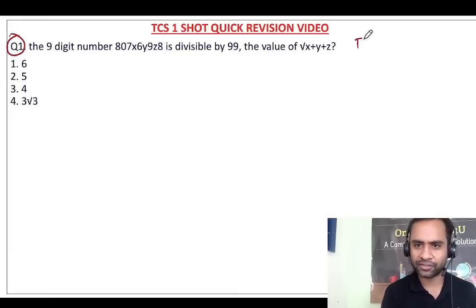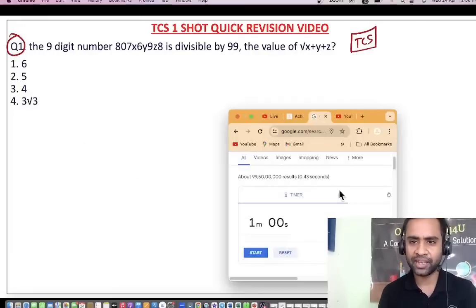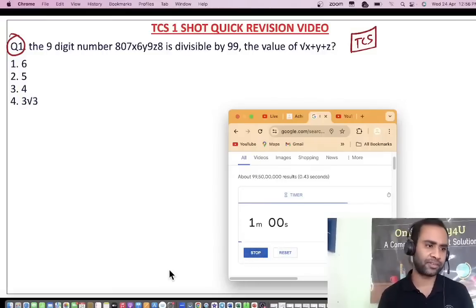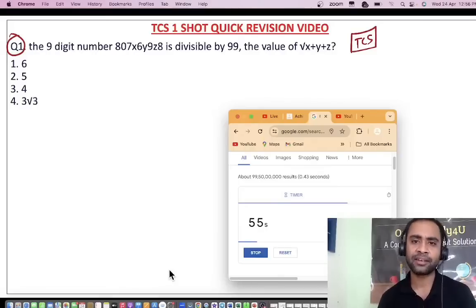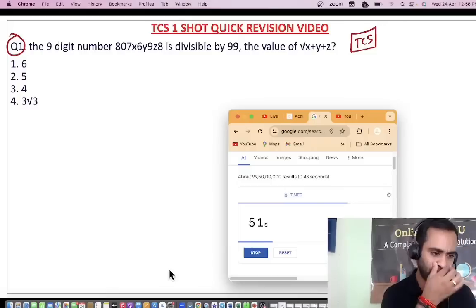Now, this is a question. Again, this question was asked in the TCS exam. Let me see how many of you are able to solve this. If the 9 digit number is divisible by 99, find the value of square root of x plus y plus z.